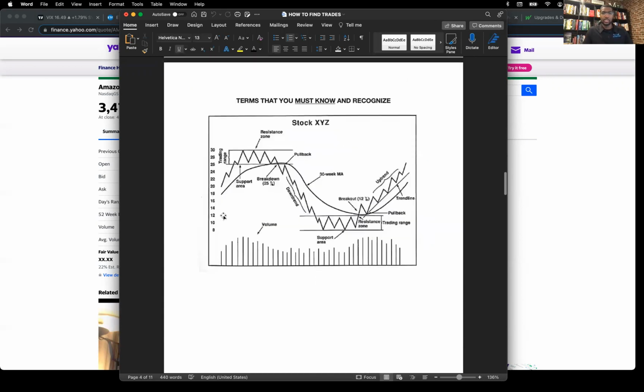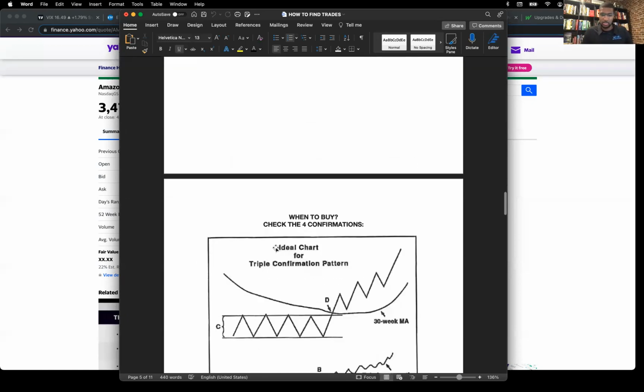Just to give you more examples, terms that you must know, we already went over this: resistance and support, breakdown, pullback, downtrend, support area, support zone, resistance zone, consolidation zone, breakouts, uptrends, trend lines. We already went through all this stuff. You guys should pretty much know what that means.